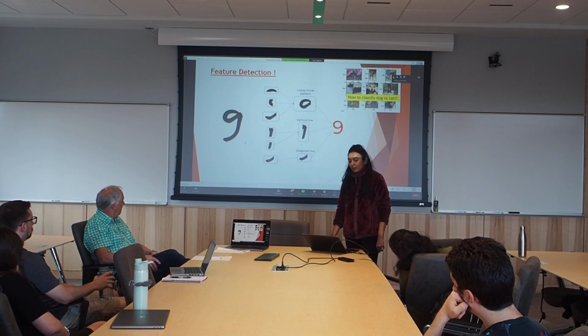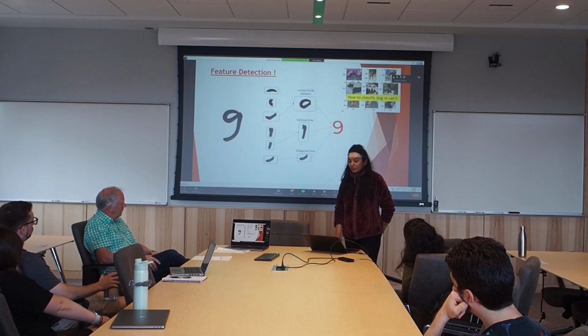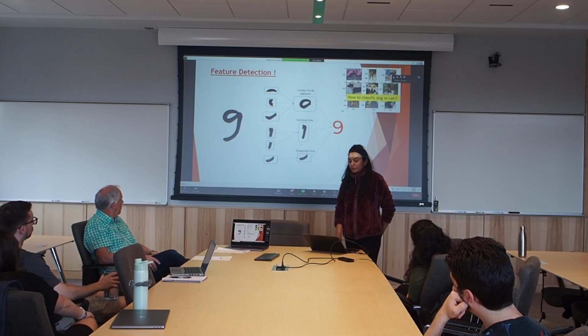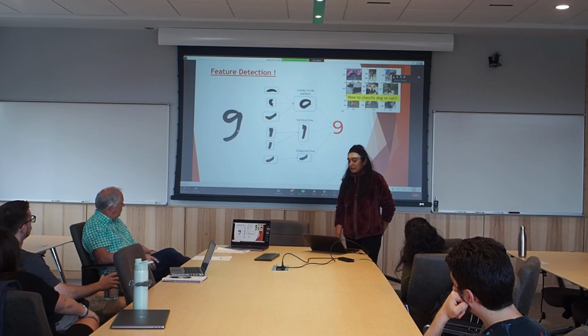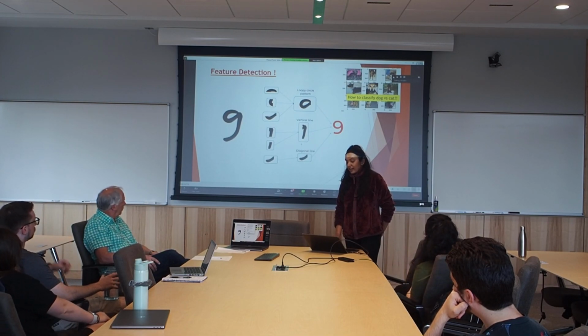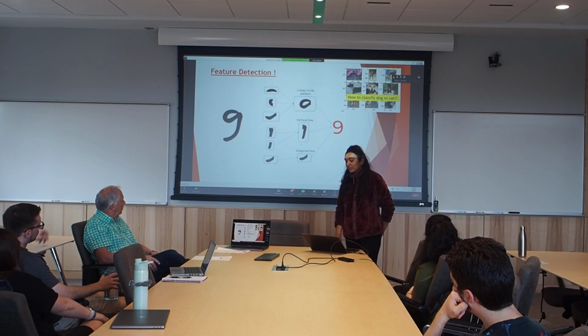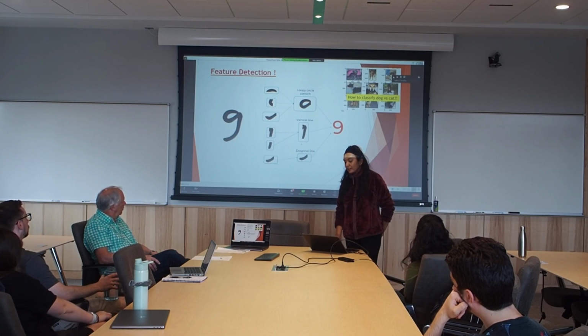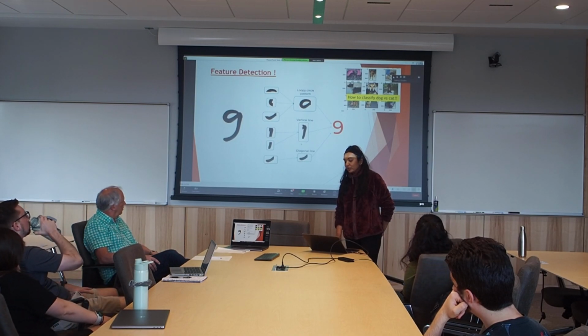For example, here on the screen you see a 9, and the 9 has different features: a top circle, a straight line, and a diagonal line. Similarly, a dog always has its ears down, and a cat always has its ears up. That is how it tells you whether it is a dog or a cat.